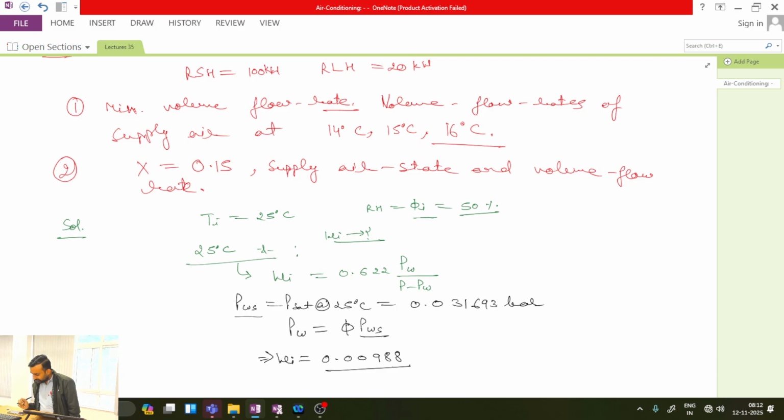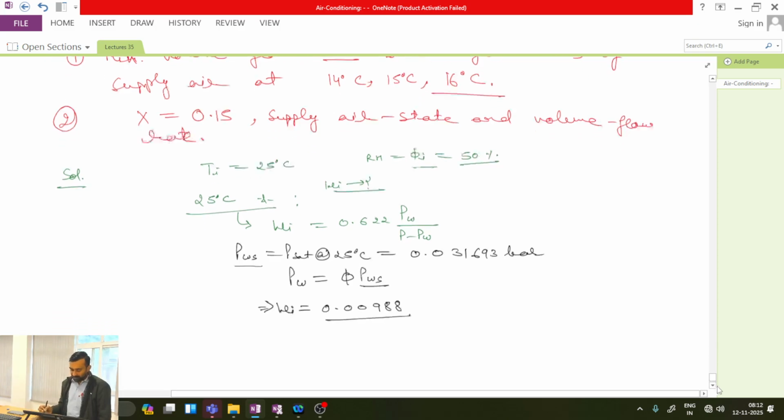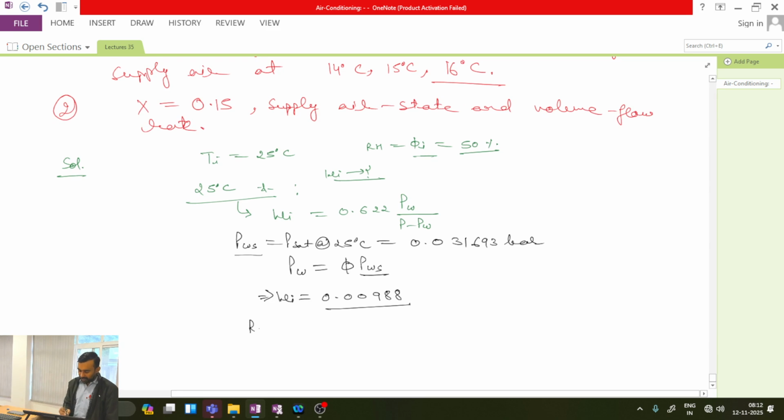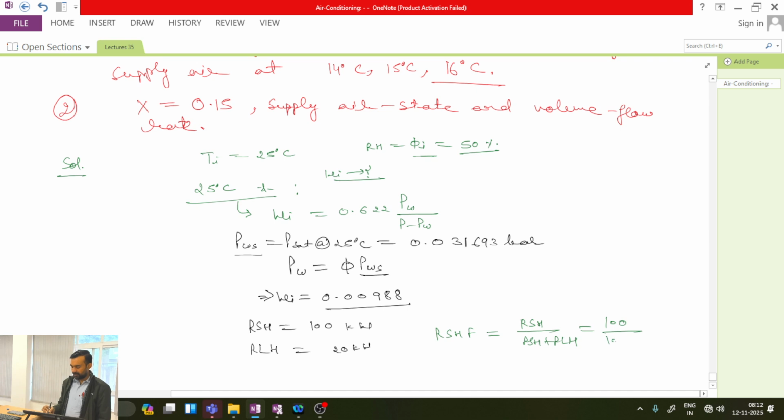Okay. Now what do I need to do? After this, the easiest step is: RSH is given as 100 kilowatt and RLH is given as 20 kilowatt. Can I calculate RSHF? RSHF will be nothing but RSH divided by RSH plus RLH, 100 divided by 100 plus 20. How much is it?